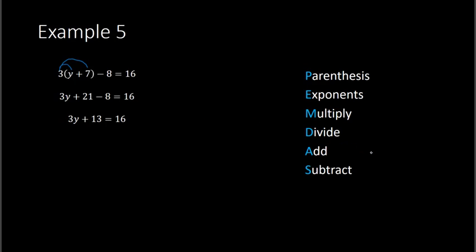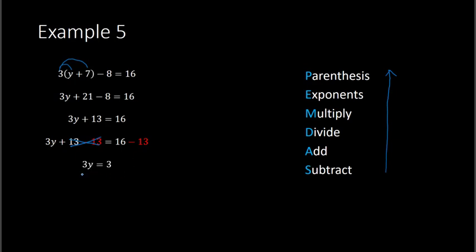Now I can start solving by doing the reverse order of operations. So I begin with addition and subtraction. We see here a plus 13. So to get rid of the 13, I do the opposite of adding, which is subtracting. So I subtract 13 from both sides. On the left side, 13 minus 13 would cancel, and that leaves me with 3y on the left, and then 16 minus 13 is 3 on the right.